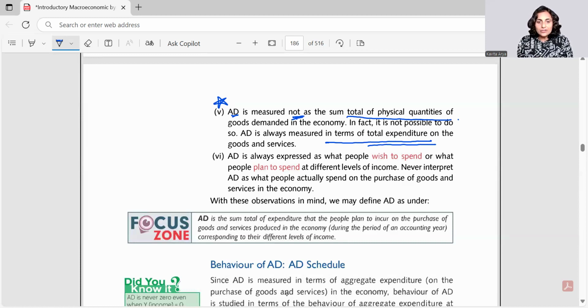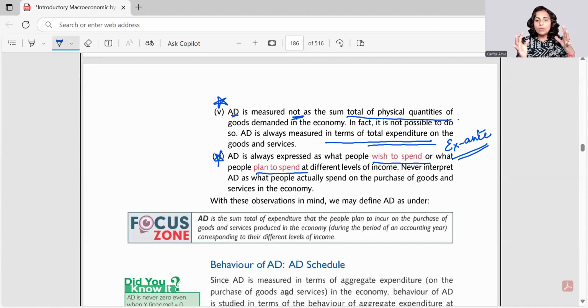So this intention is made clear in the next pointer, that AD is always expressed as the wish to spend or what people plan to spend. Mind you, whenever we are talking about AD in chapters 7 and 8, we are always talking about AD as an ex ante concept, meaning whatever is planned or proposed, or wished, which is not actual. So AD everywhere is ex ante. You would have a better knowledge when this topic comes later.